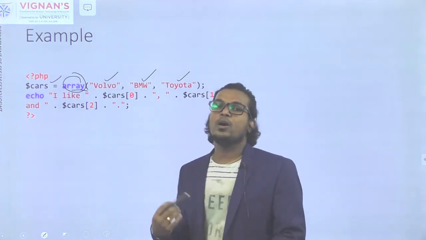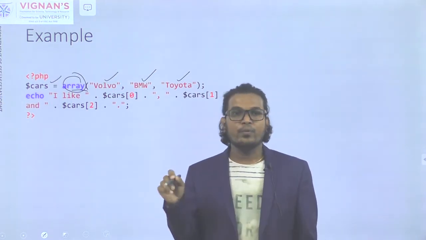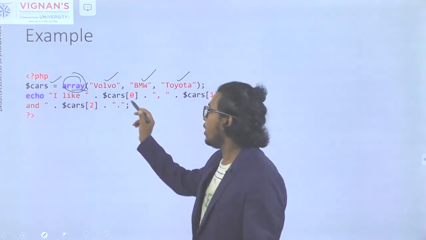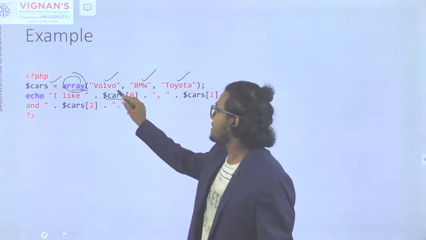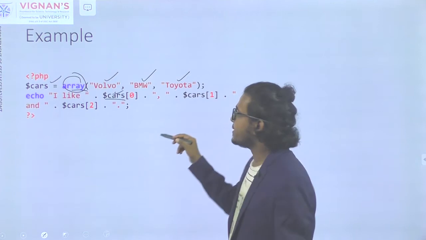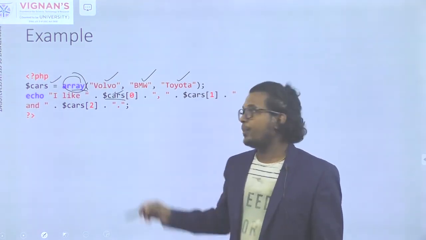If you want to print all those values, how do we print them? We just call array of 0, array of 1, array of 2. Array of means you have to call that particular array name. What is our array name here? Our array name is cars. Cars of 0, cars of 1, cars of 2. Like that we can call and print that array.